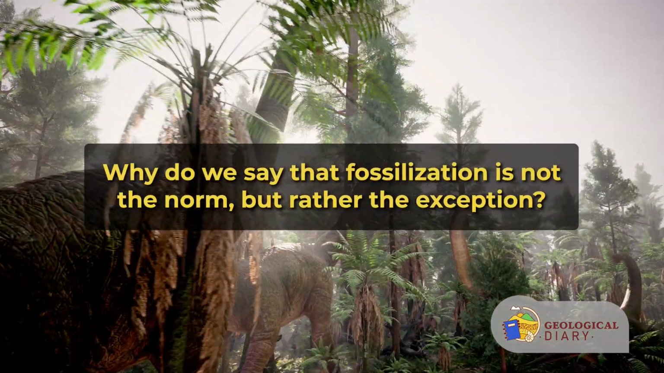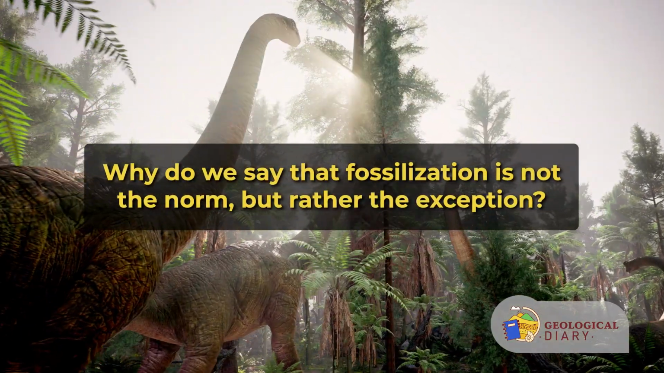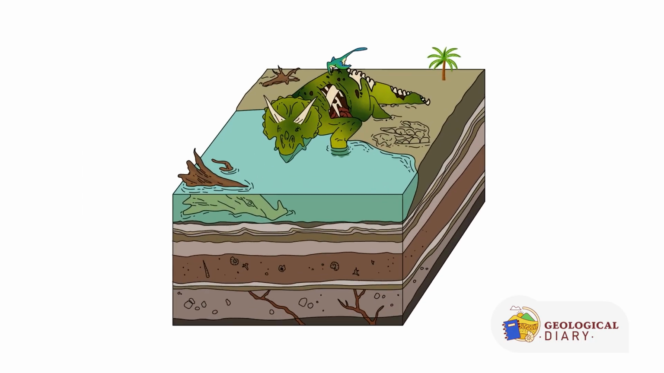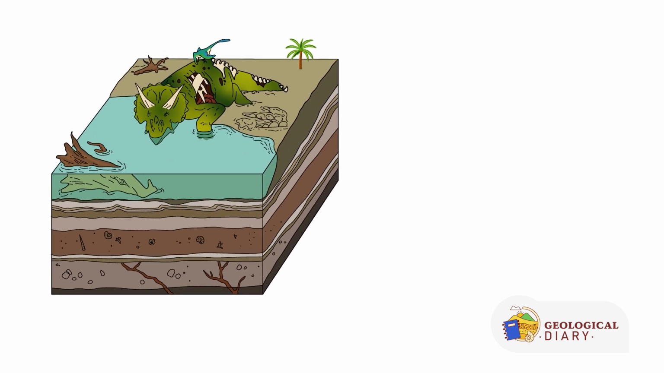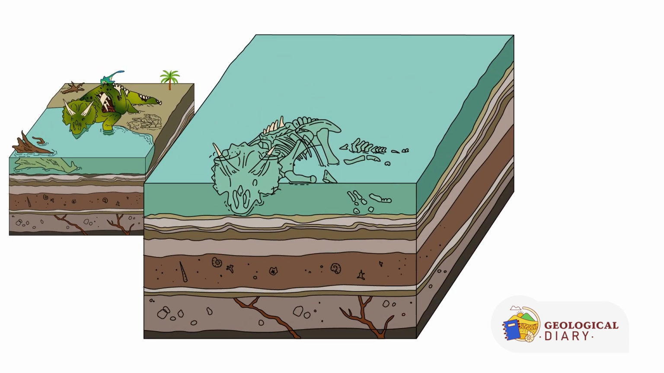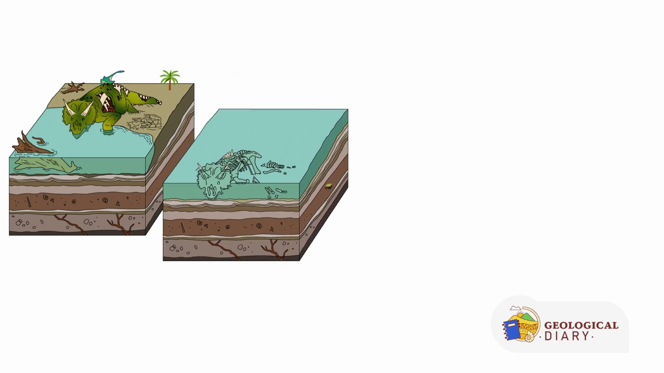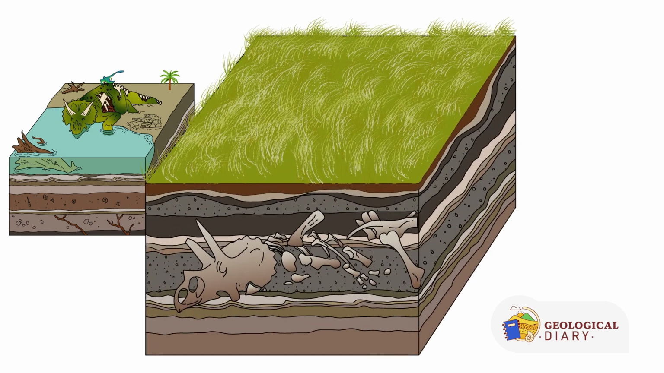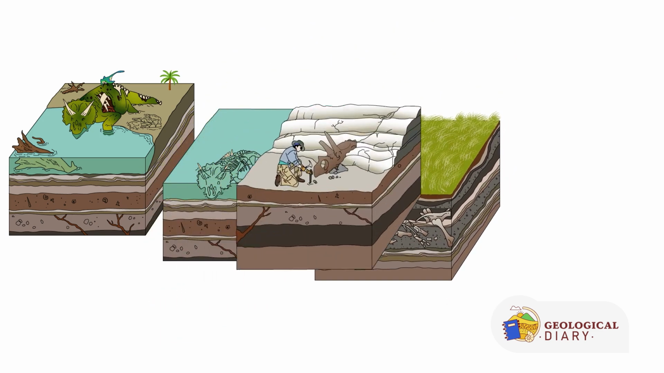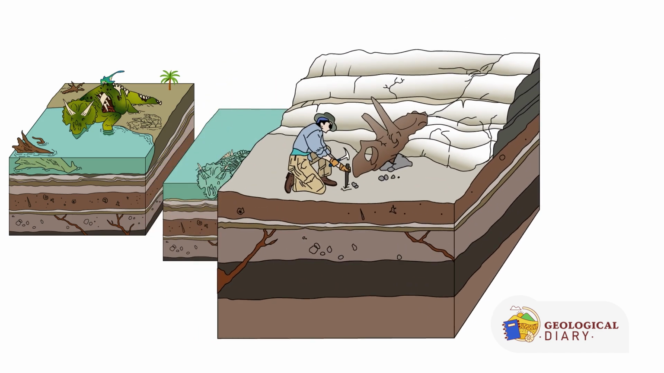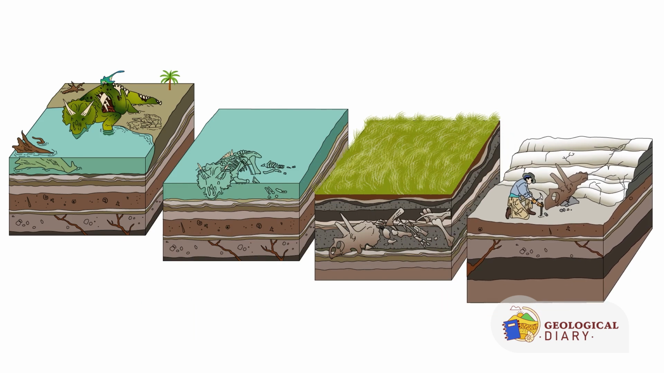Why do we say that fossilization is not the norm, but rather the exception? Because when an organism perishes, its soft parts commonly quickly get rotten, dismembered, transported, decomposed by bacteria, eaten by scavengers, etc. This is particularly true in tropical environments or settings with abundant fauna or a dynamic environment.